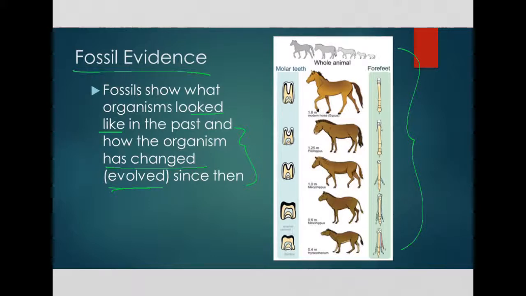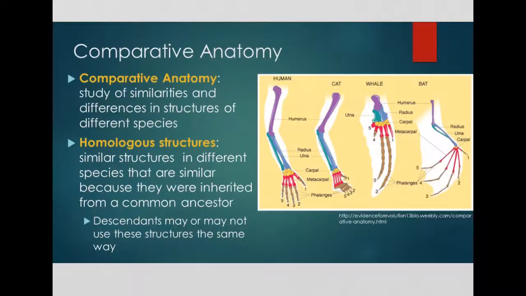For example, here is a modern day horse, and we're looking back in time at its teeth as well as at its forelimbs and the bone structure. You can see that the height has changed, and the shape and size of different parts of their bodies has changed over time.